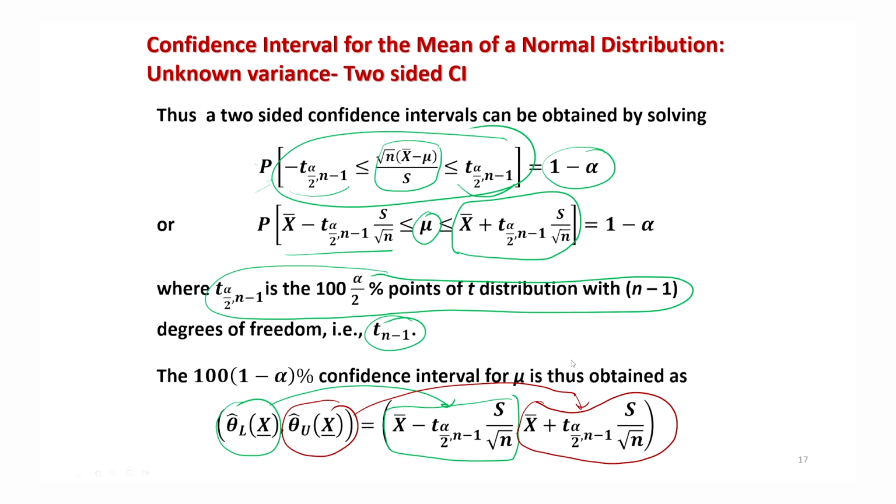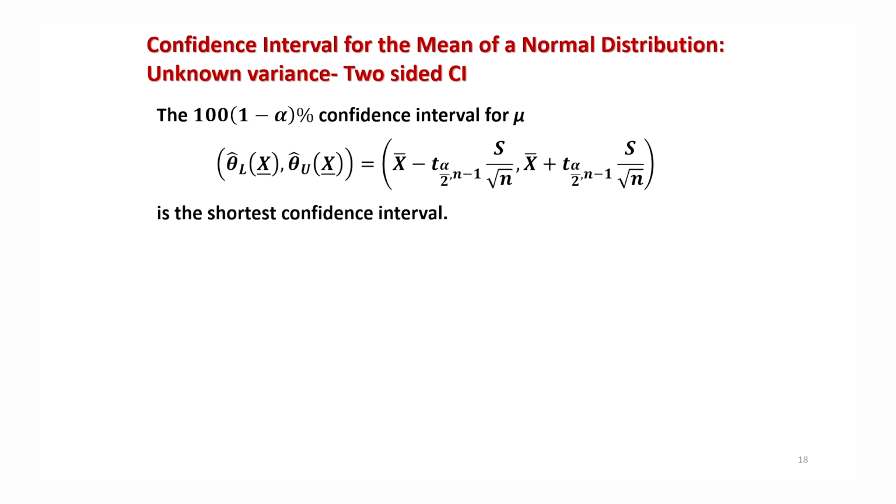Right. So now you have seen how you can obtain the lower limit and upper limit of the confidence interval, and the 100 (1 minus alpha) % confidence interval for mu comes out to be x bar plus minus t alpha by 2, n minus 1, s by root n, and it can be shown using the statistics tool that it is the shortest confidence interval.